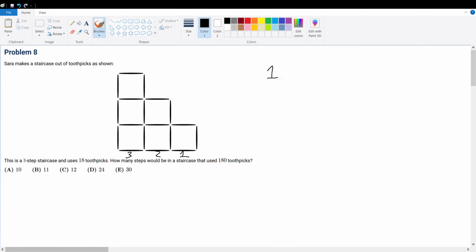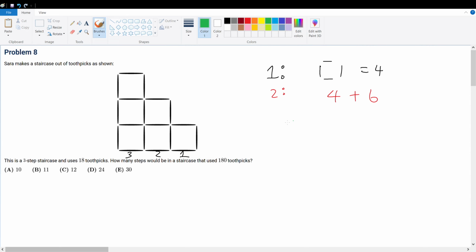What happens for the first step? For the first step, we have how many toothpicks? We have 1, 2, 3, 4. We have 4 toothpicks. Now let's consider level 2. Level 2 is the same thing as the first layer, but then we must add on 1, 2, 3, 4, 5, 6. We must add on 6 more. So this would be 6, but the 6 is added on to the first, so that's 4 plus 6 total toothpicks.